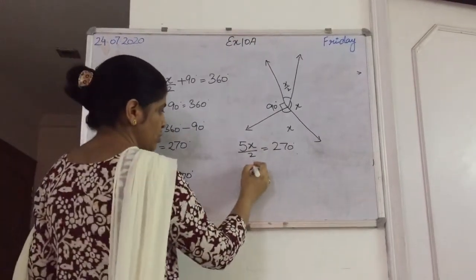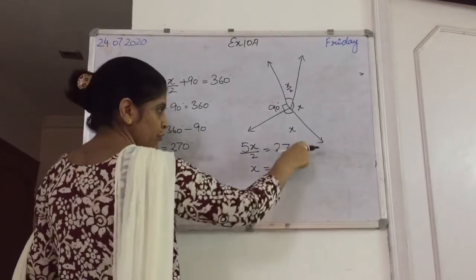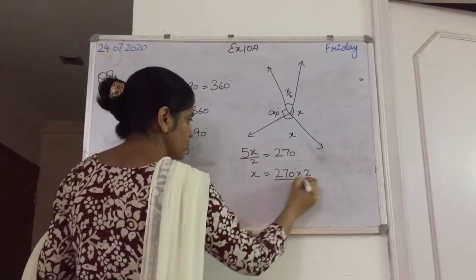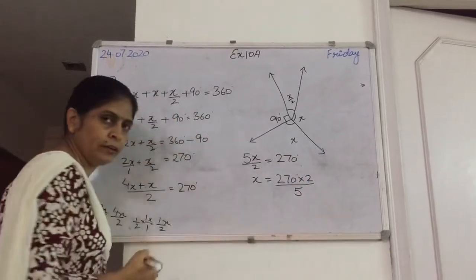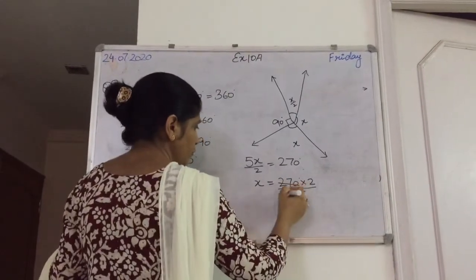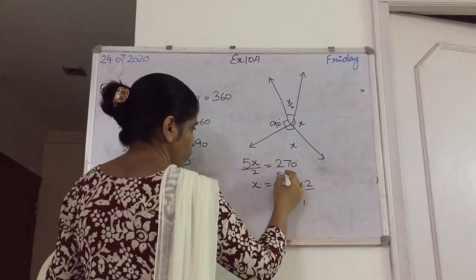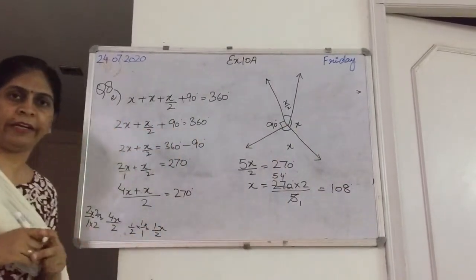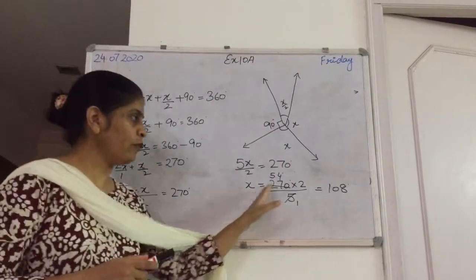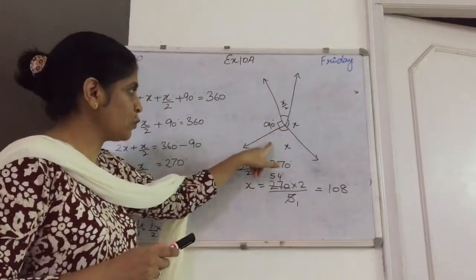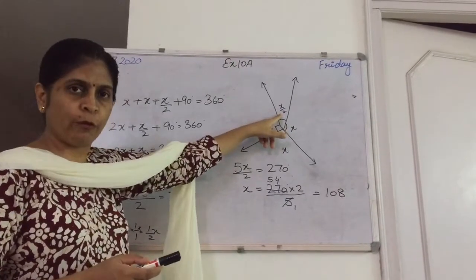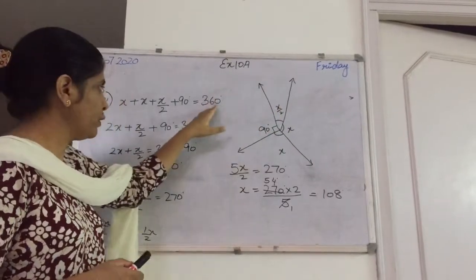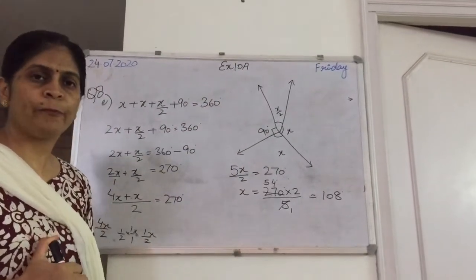Now let's do the transposition. X equals, now 2 is in divide, send it to that side, it will be multiplied. And 5 is multiplied with x, so that side it will become divide. Now let's divide it. 5, 25, 4, 54. 54 into 2 is 108 degrees. Students, you have to find only the value of x. So 108, and 108 half is 54. So when you add up 108, 108, 54 plus 90, it will equal 360. Clear? Thank you.